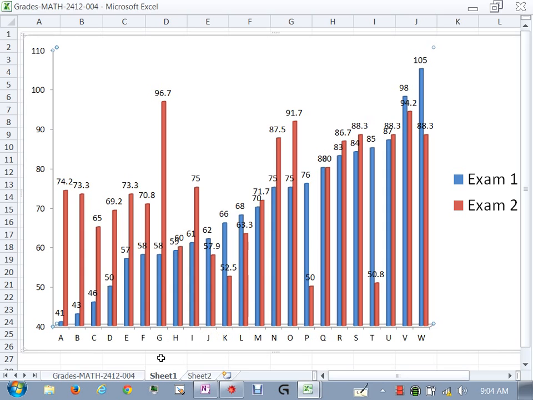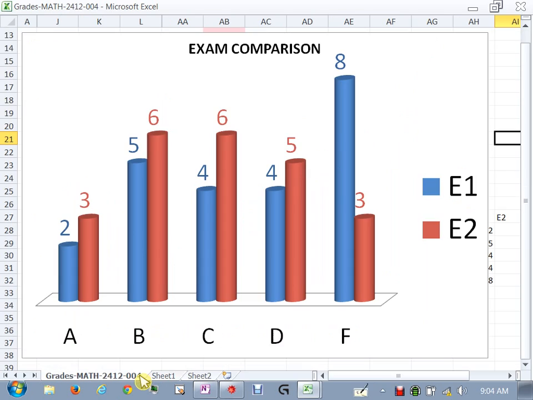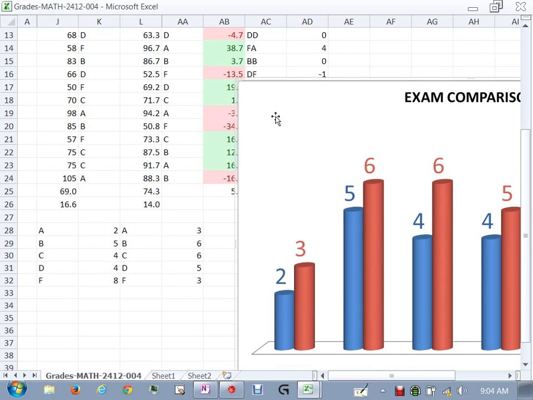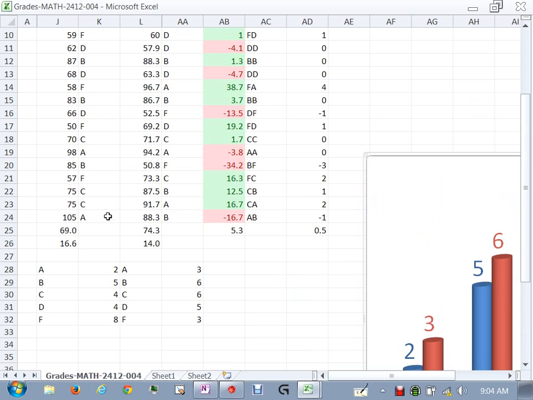Interesting. The class average on this test was a 75. On the first exam, the class average was a 69 with a 16-point standard deviation, meaning that the scores ranged 69 plus 16, take away 16, somewhere in there. On this exam, the standard deviation was about the same, a little smaller, which is good, but the class average was higher, 74.3 on this test. Okay?